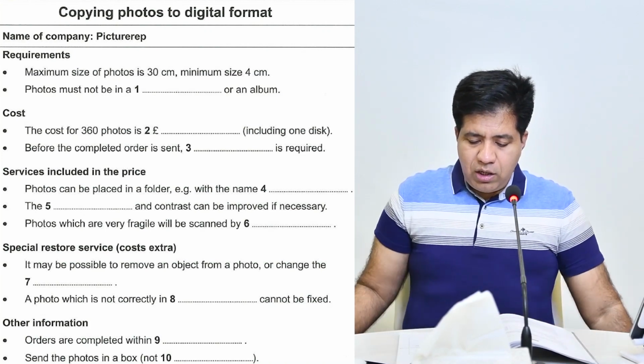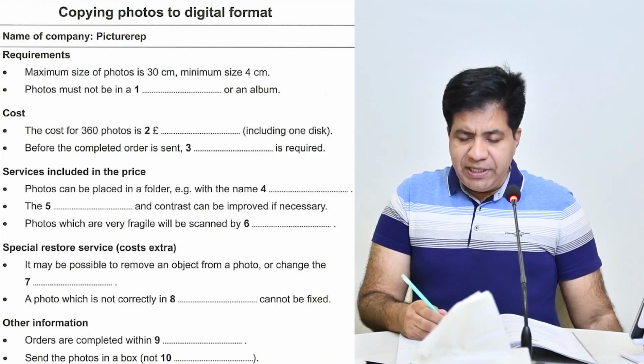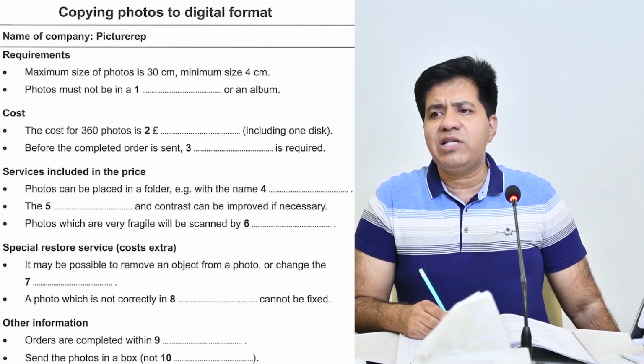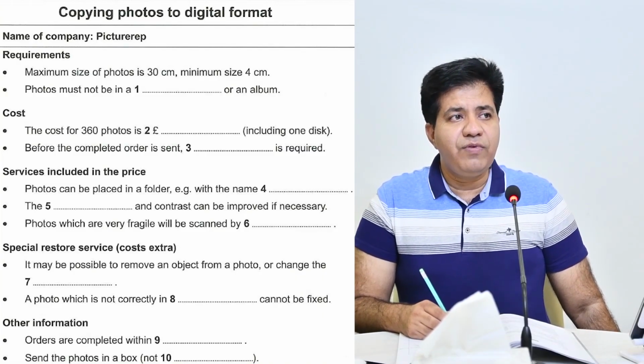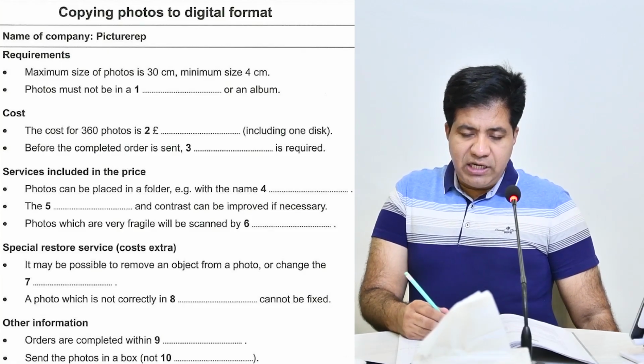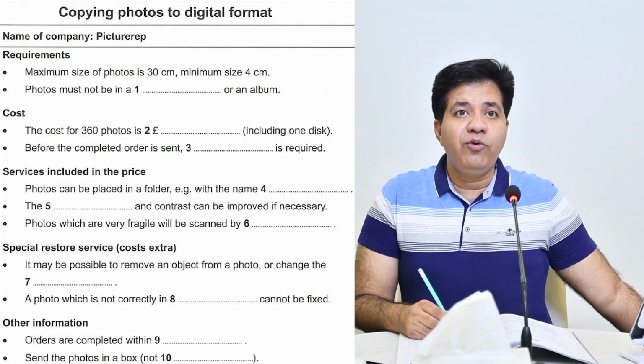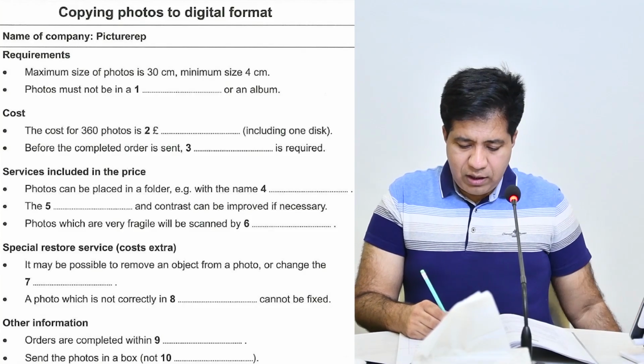Okay, let's go on. Orders are completed within. It's going to be a number of days or hours or weeks. For example, orders are completed within 2 weeks, within 24 hours, within 1 week and all that. Let's see.